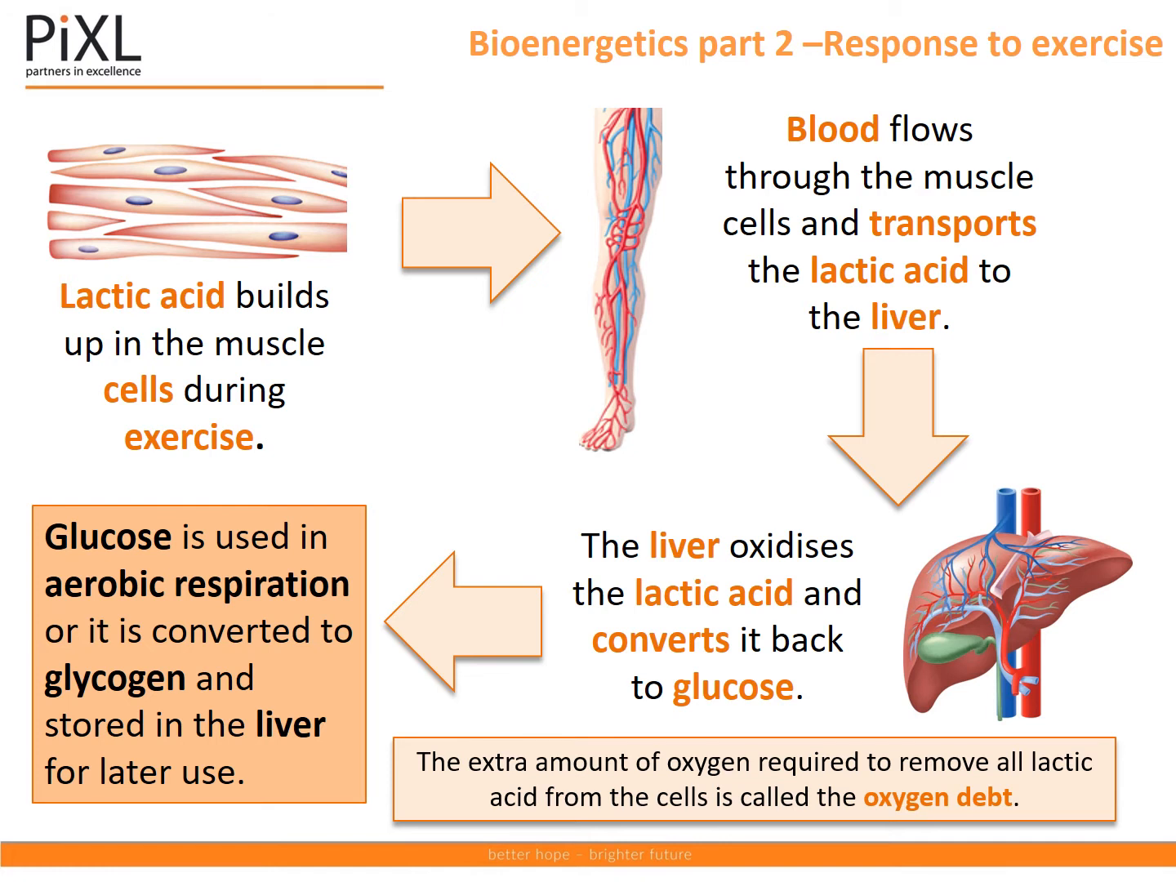Now, this is the reason why, after you have done a sprint, your heart rate is still high and your breathing rate is still high, because you need to get that oxygen into your body to help break down that lactic acid, convert it into glucose, and also to get that oxygen to the liver in order for it to be able to do that. So can we jot down what happens after hard exercise in order to get rid of the lactic acid?